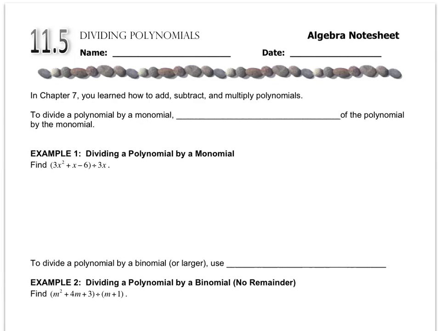In Chapter 7, the three operations that we did to polynomials were add, subtract, and multiply. And there's a reason that we left divide off, because we needed to have more understanding about polynomials before we could touch division.